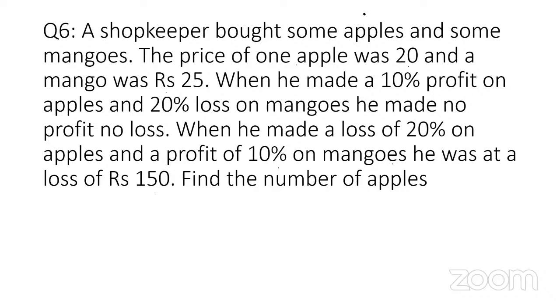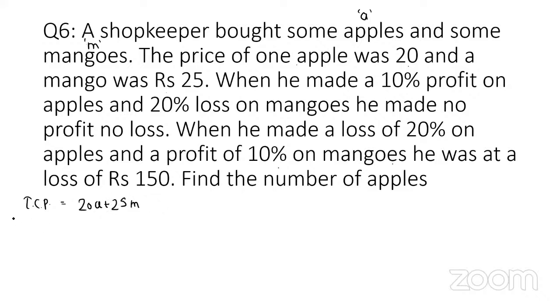Guys, let's say the number of apples is small a, right? And number of mangoes is small m. I just took the values by their initial letters, right? And the price of one apple is 20 and the price of one mango is rupees 25. So we can say the total cost price for the shopkeeper must be 20A plus 25M, right? We can say this is the cost price.